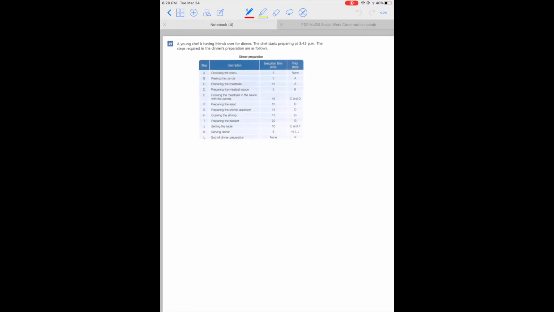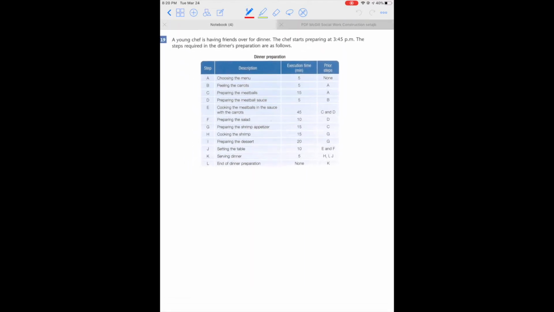Here is question 19. A young chef is having friends over for dinner. The chef starts preparing at 3:45. The steps required in the dinner's preparation are as follows. We start off with A, which is choosing the menu. Then we go to B, and then C, D, E, F, G, and all that stuff. So the question is, how do you know where to put the letters?